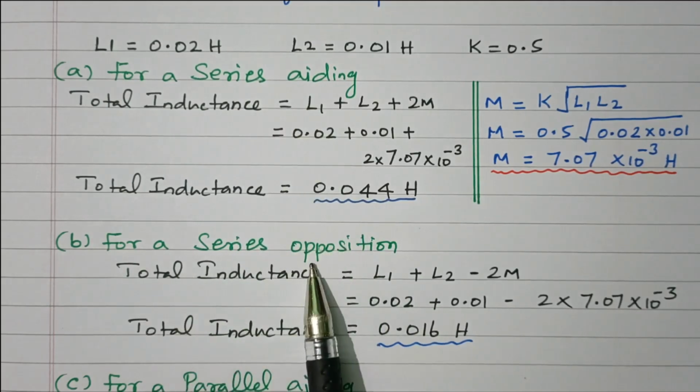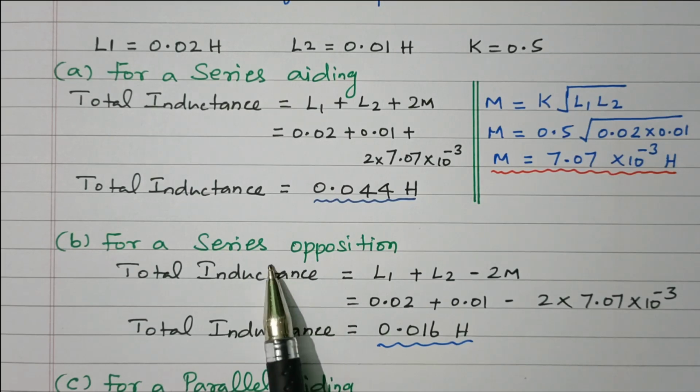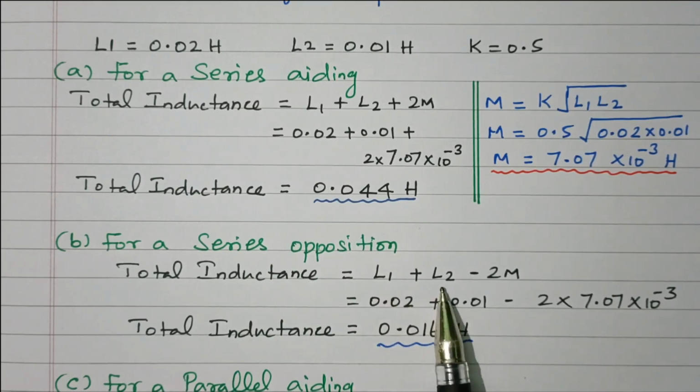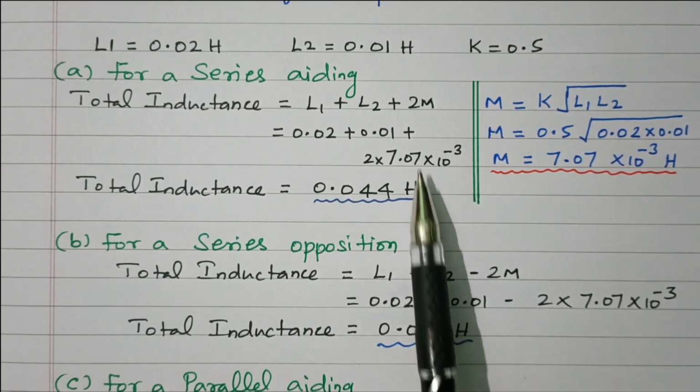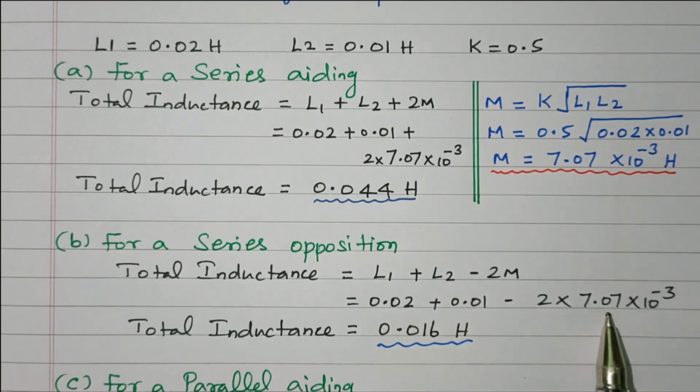Then series opposition. What is opposition? The current enters at the dotted end in one coil, leaves at the dotted end in another coil. Then it is called a series opposition. In that case total inductance is L1 plus L2 minus 2M. Here plus 2M, here minus 2M. So L1 is 0.02, L2 is 0.01 minus 2 into mutual inductance 7.07 into 10 to the power minus 3. So after simplification we got 0.016 Henry.